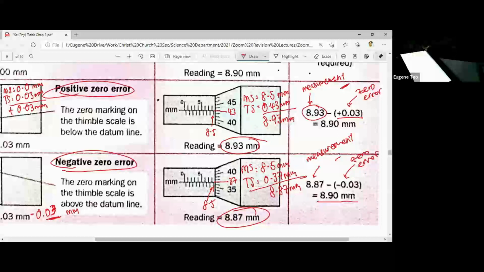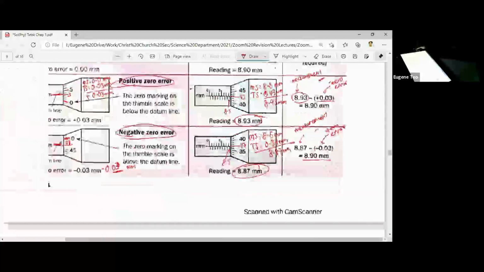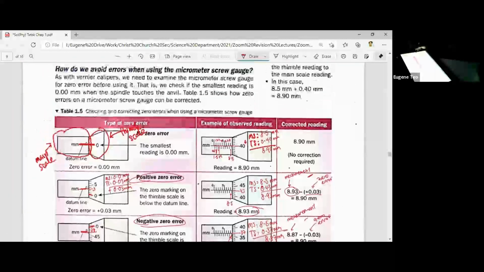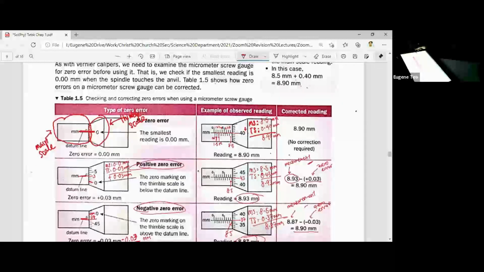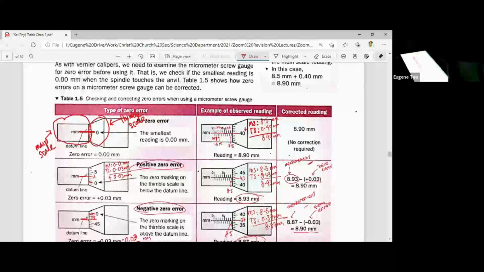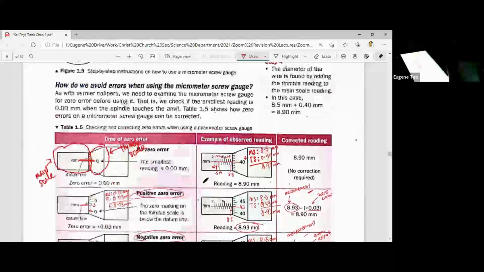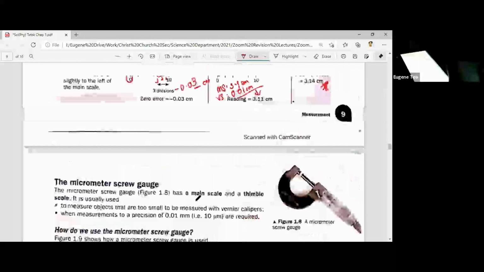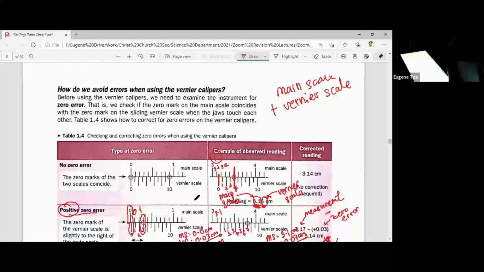So this is how you go about reading your micrometer screw gauge, as a quick recap of what you have done in Sec 1. Reading vernier caliper and reading micrometer typically come out in your combined science paper, under Paper 1, which is the MCQ, and it will normally be the first question. Now let's go back a little bit.